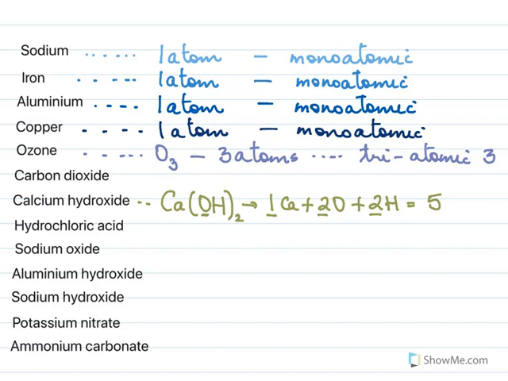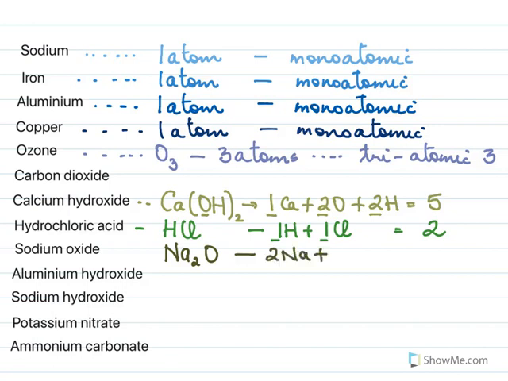Next is hydrochloric acid, HCl, made up of 1 hydrogen atom plus 1 chlorine atom. 1 plus 1, atomicity 2. Sodium oxide. Sodium oxide is Na2O. So it is made up of 2 sodium atoms plus 1 oxygen. 2 plus 1, atomicity 3.